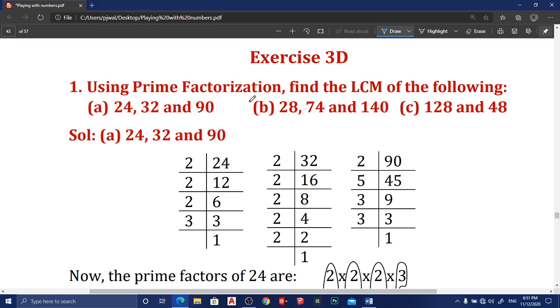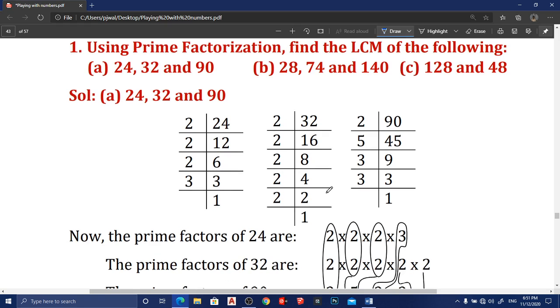So prime factorization means, as per your textbook, you have to find out separately all the prime factors of the given three numbers like this. So 2 12s are 24, 2 6s are 12, 2 3s are 6, 3 1s are 3. So this is over. Next take 32. 2 16s are 32, 2 8s are 16, 2 4s are 8, 2 2s are 4, 2 1s are 2. Take 90, 2 45s. Next 5 9s are 45, 3 3s are 9, 3 1s are 3.